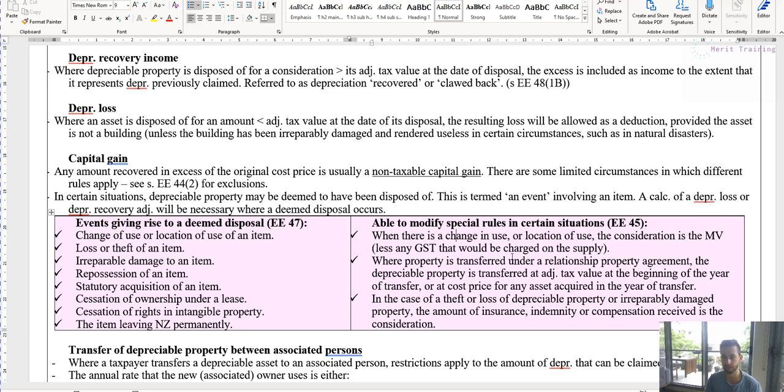And then next, in the case of a theft or loss of depreciable property or irreparably damaged property, the amount of insurance, indemnity, or compensation received is the consideration for the asset.